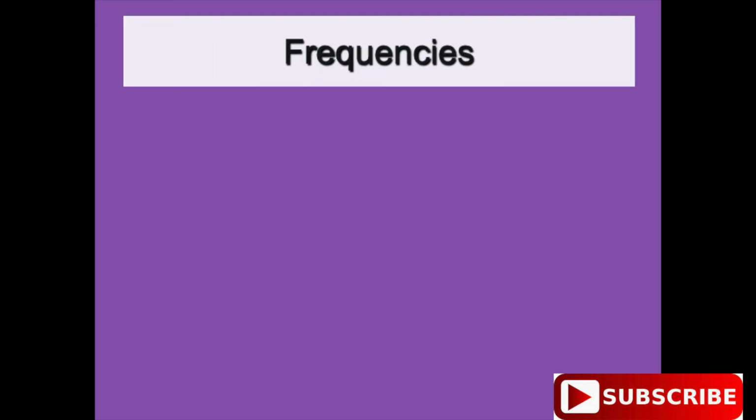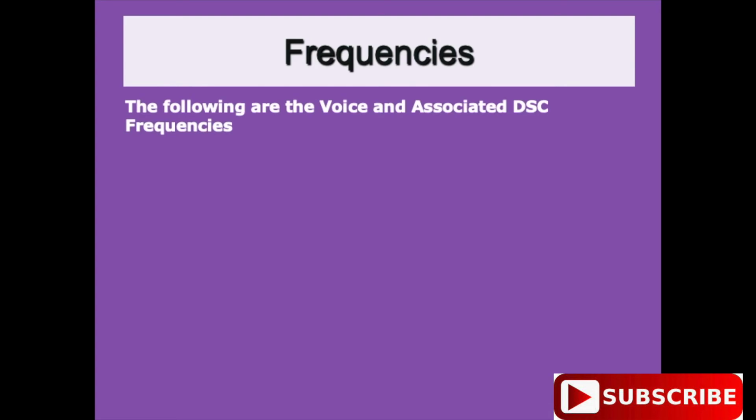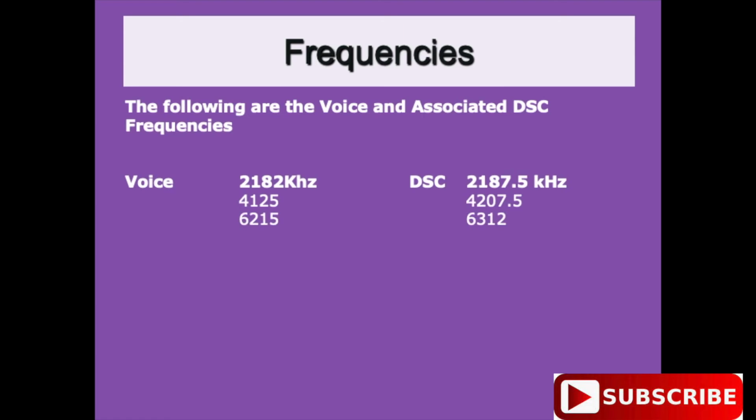See, this is what I was talking about, the frequencies you should be remembering. The following are the voice and the associated DSC frequencies. Voice 2182, DSC 2187.5. On this DSC, you will be receiving an alert and you will be shifting to the voice frequency to listen to it. So once you receive an alert on the DSC frequency, you will be shifting to the voice frequency to receive the message, what exactly the distress is. 4207.5 DSC, voice 4125. Same like that. So you should be remembering this.